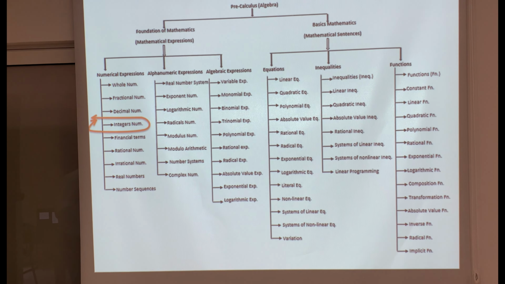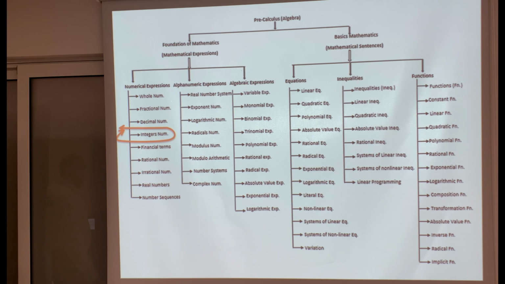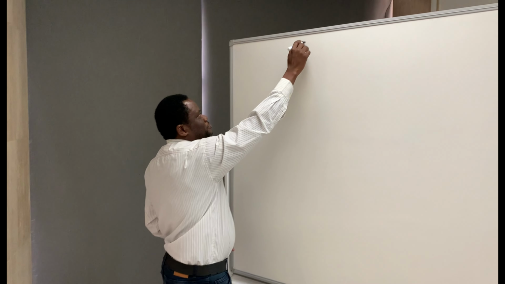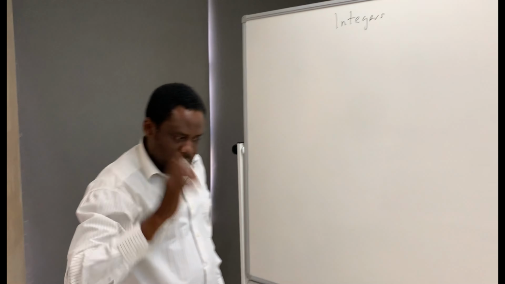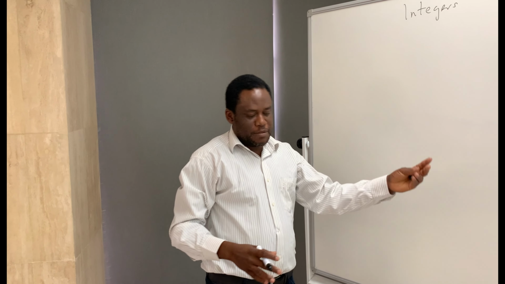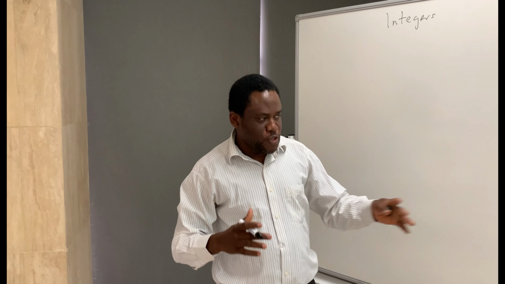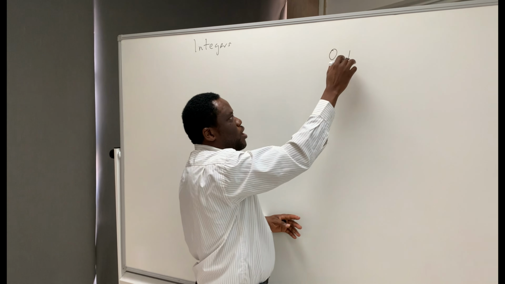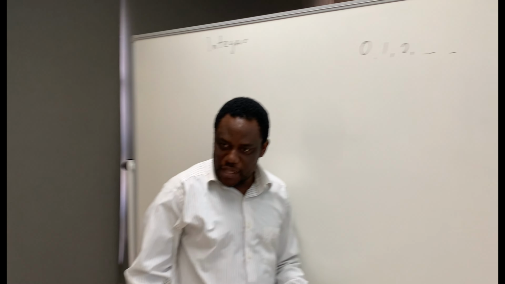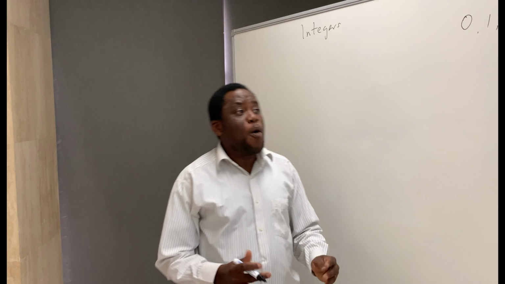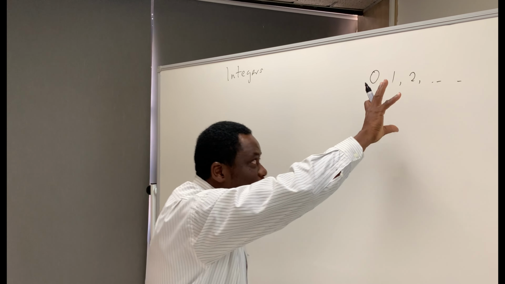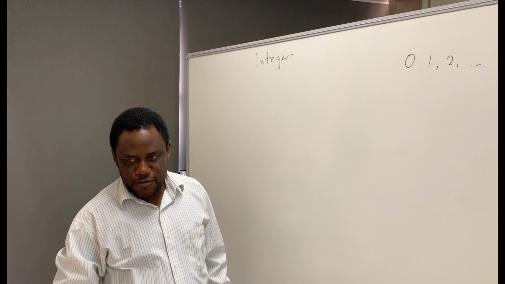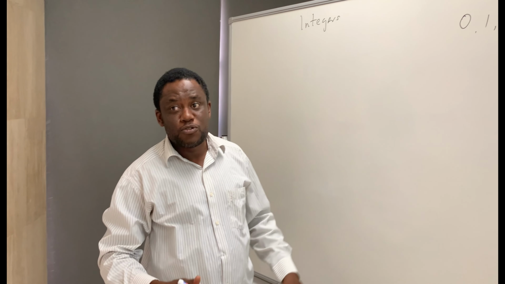Yes, the next topic on our outline is integers. So, what is an integer? Okay, let me use your previous knowledge. Whole numbers start from 0, 1, 2, and continue to infinity. Now, an integer is the combination of whole numbers and the negatives of natural numbers.